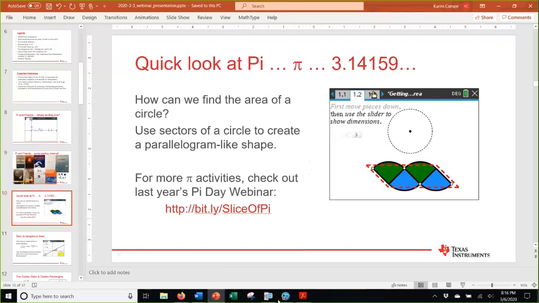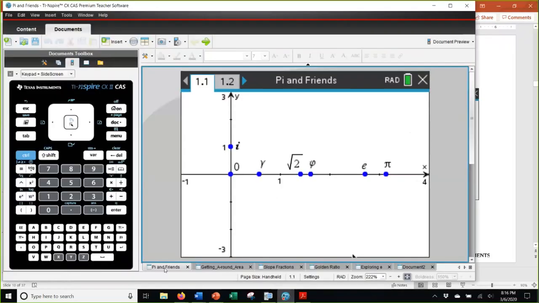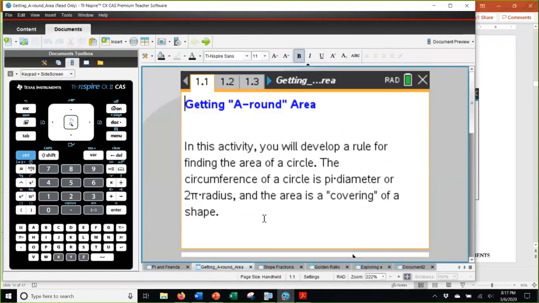Okay, so let's take a look at the activity for TI-Nspire called Getting Around Area. This helps develop the area of a circle and the idea of how Pi lives in the area of a circle. In your associated documents, you'll find the entire activity, student handouts, as well as a printout from Student Math Notes, which is a related activity, and you can see where this all comes from.